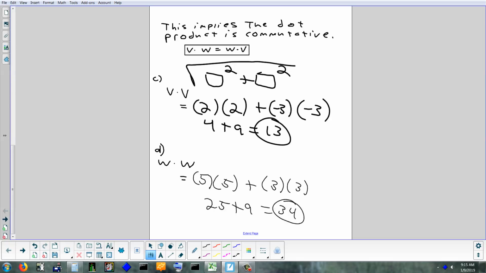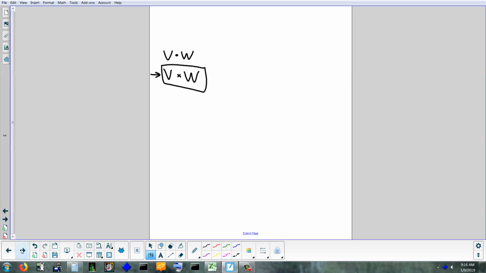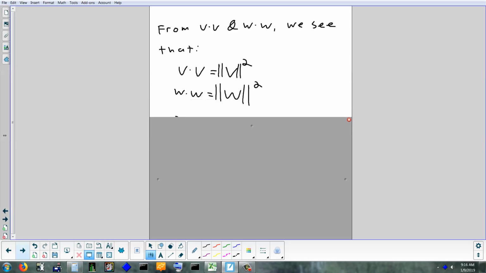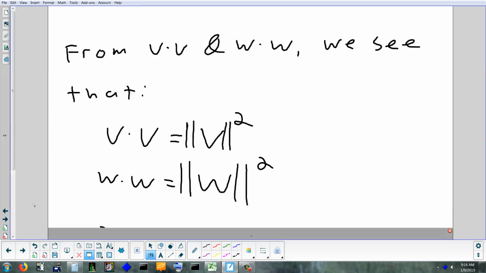So that number is not the length. It's really what? It's the length without the square root. So what does that mean? Squared. That's the length squared. If you took the square root of it, it would be the length. So if you dot a vector with itself, you don't get the length. You get something close to the length. You get the length squared. So dotting a vector with itself gives you the length of the vector squared.